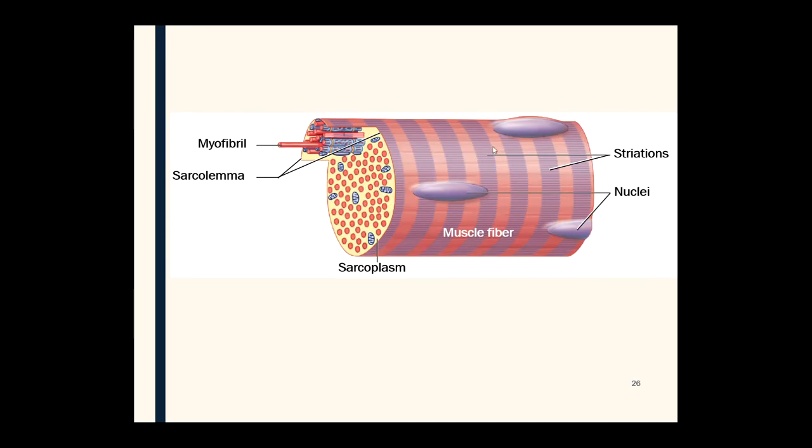So here's a picture. Here's the muscle fiber. Again, we can see the striations. We can see the nuclei. Again, notice they're on the periphery. And the sarcolemma would be the cell membrane here. We have it labeled for you. And then the sarcoplasm would be all of the cytoplasm in here. We'll talk about all these structures in a little bit.